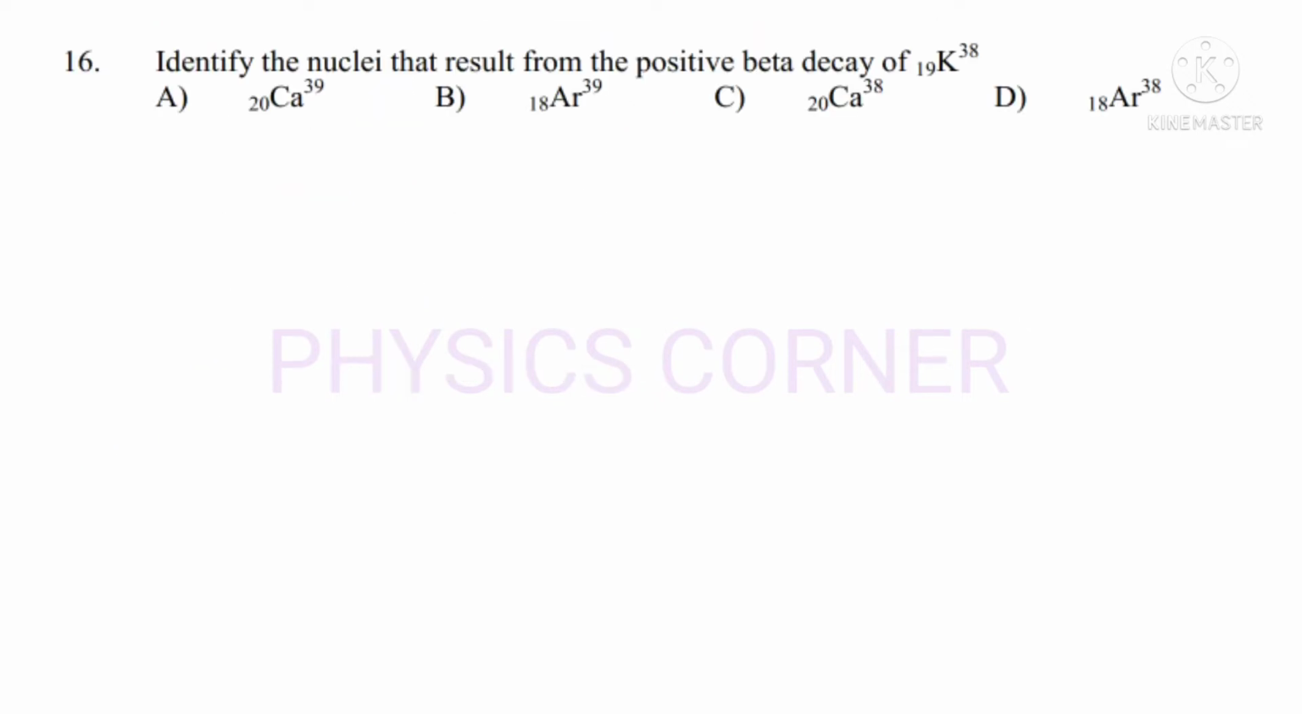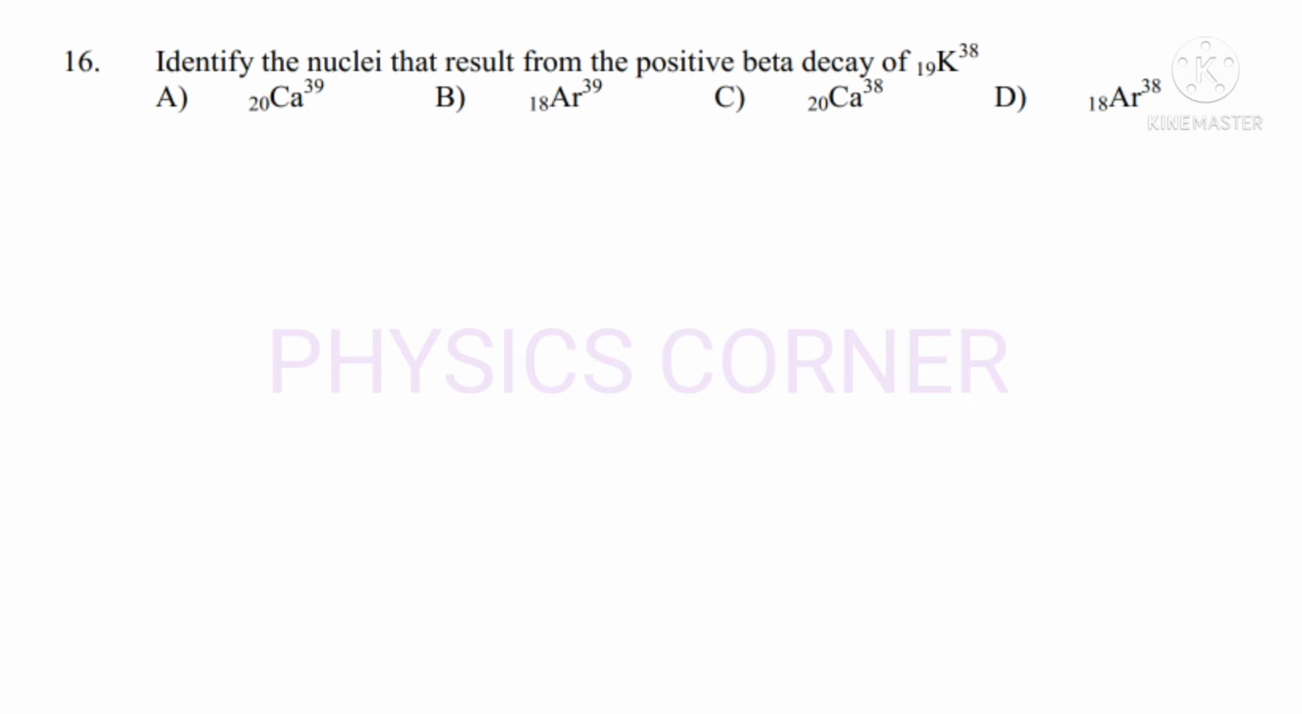Shall we move on to the next question? Identify the nuclei that result from the positive beta decay of potassium 38, 19. Options are calcium 39, argon 39, calcium 38 and argon 38. Okay, so what is meant by positive beta decay?